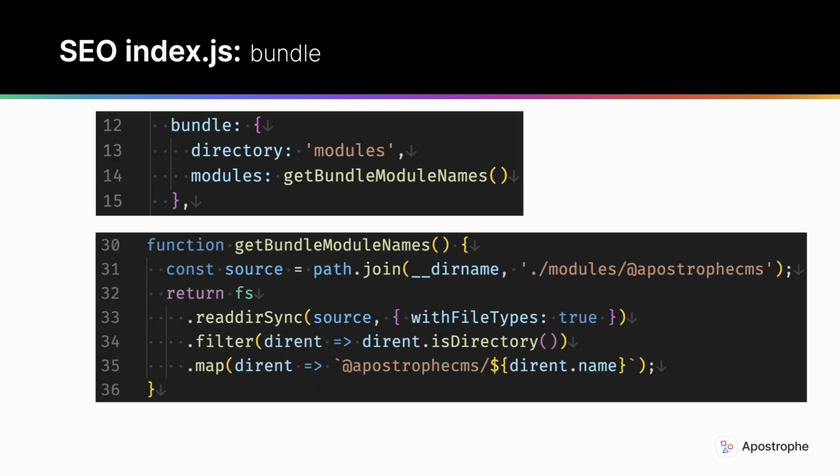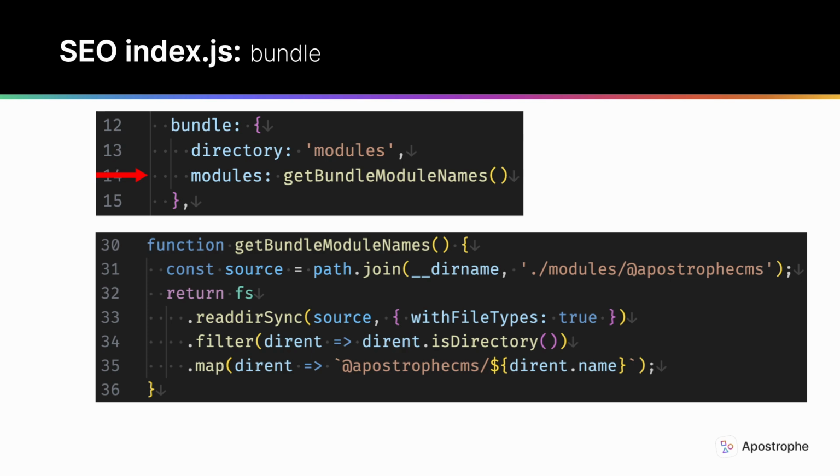Following the options is a top-level configuration object that we haven't covered, bundle. It can take an object with two properties. The directory property takes a relative path to the directory of modules to be loaded. Looking at the node_modules/@apostrophecms/seo folder, we can see that the modules folder is in the same directory as the index.js file. The modules property takes an array of module names.